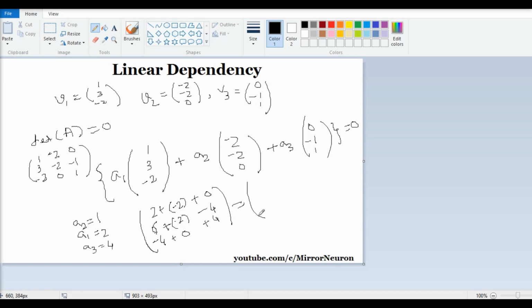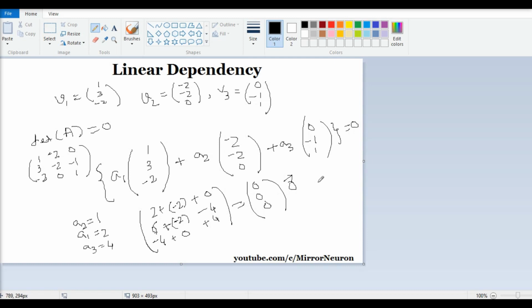So what I get finally is 2 minus 2 is 0, 6 minus 6 is 0, and minus 4 plus 4 is 0. So that means I get a 0 vector. Which proves the point that I can find a combination of a1, a2, a3 so that this entire equation becomes a 0 vector, right?